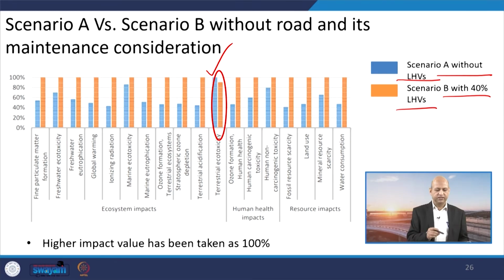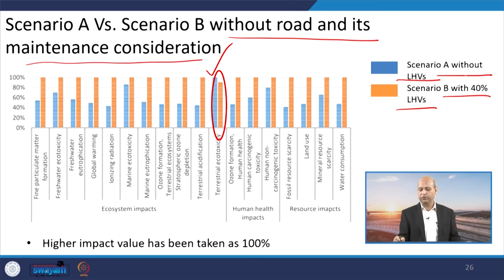Here you can see scenario A versus scenario B without road and its maintenance consideration, where scenario A is without LHVs and scenario B is with LHVs. This is the difference between A and B, but this whole calculation is without road and its maintenance related considerations. So, you can see toxicity related emissions when we are considering LHVs, only in case of ecotoxicity the emissions are more, otherwise this LHV scenario gives less emissions in all kinds of impact categories.